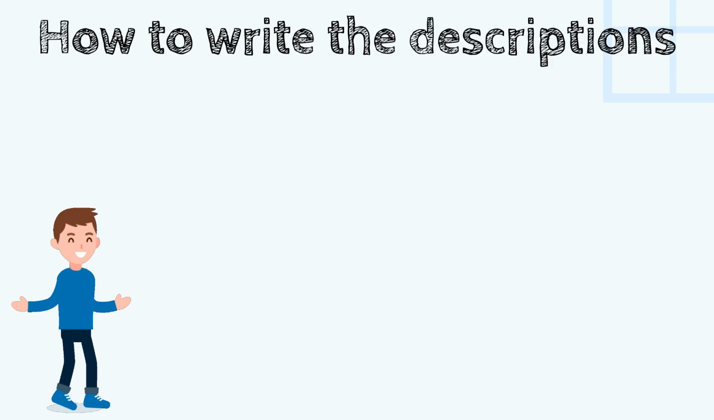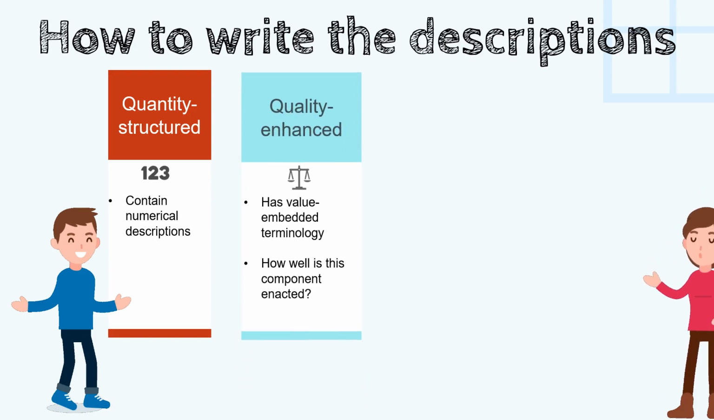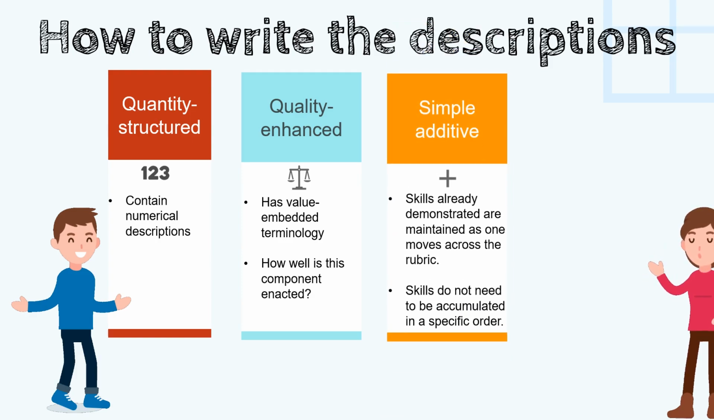You can include numerical descriptions. In some cases, the more representations of a given descriptor, the better the rubric score. At other times, less is more, as when assessing the number of errors. Alternatively, you can rely on value-embedded terminologies to delineate levels of good, better and best in terms of performance. Or you can describe how the skill aspects demonstrated have increased as the level of proficiency increases. However, the aspects of the overall skill to be attained do not need to be accumulated in a specific sequence or order.